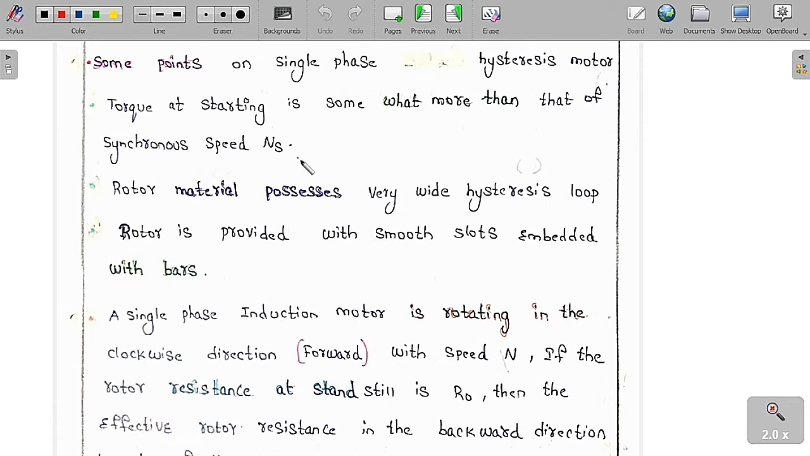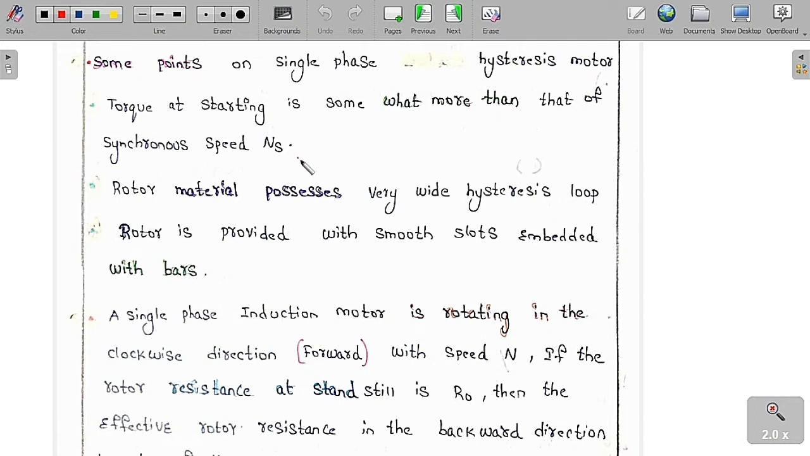The rotor material possesses a very wide hysteresis loop, because the motor works on the principle of hysteresis loss. If you want more hysteresis loss, go for a wider hysteresis loop. So we have to choose a rotor material that has a wide hysteresis loop. More hysteresis loop area means more hysteresis loss, so it will work properly.